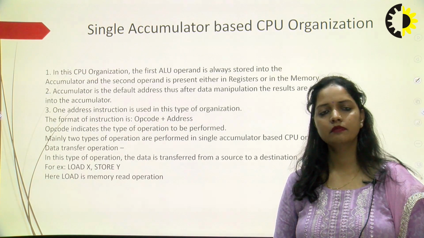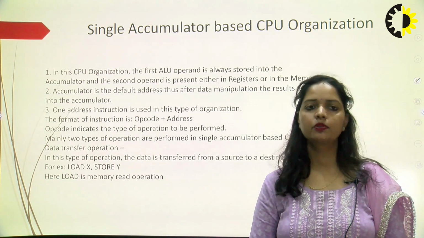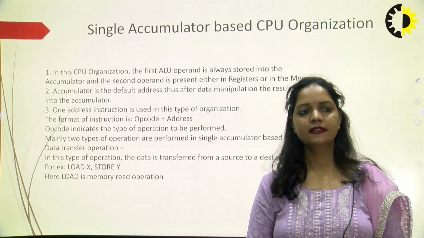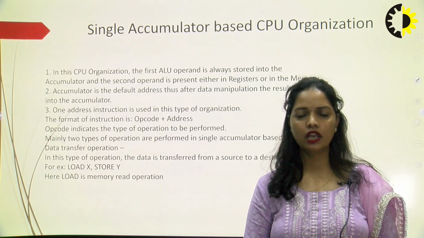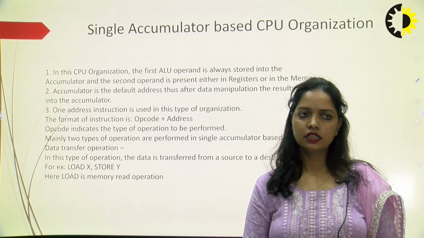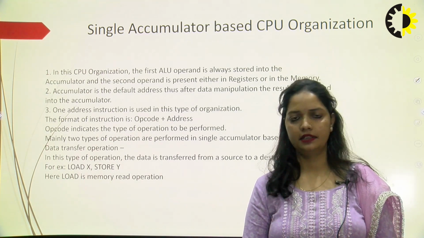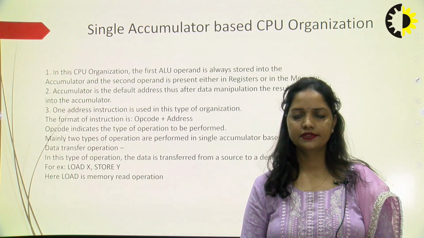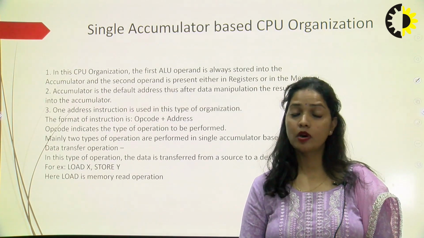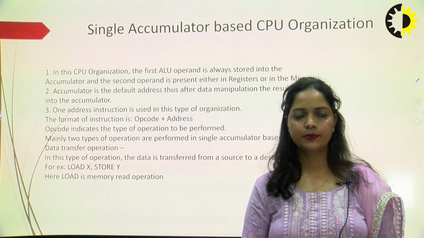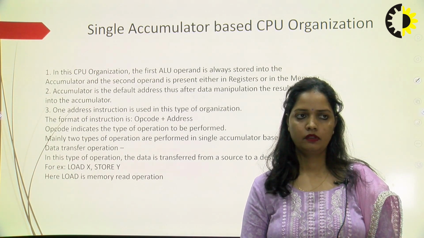The last scheme of processor organization is the single accumulator based CPU organization scheme. In this scheme, the first ALU operand is always stored in an accumulator. Now what is an accumulator? It is a special purpose register which can hold 16 bits of data and can store intermediate results. So it can hold only one operand. And what about the second operand? That second operand is present in some other register or in the memory itself.